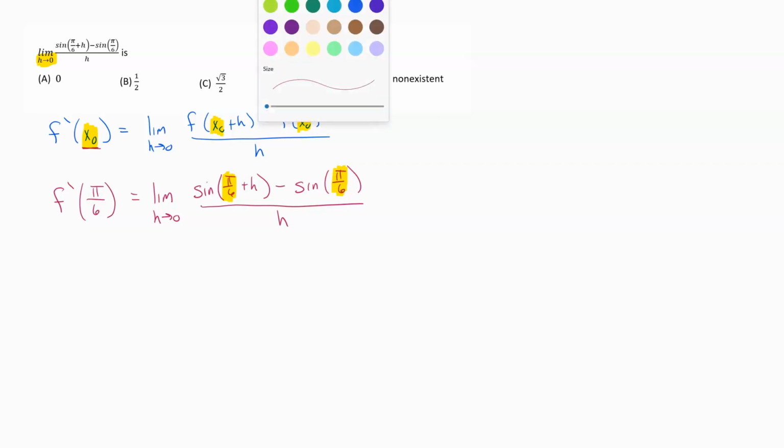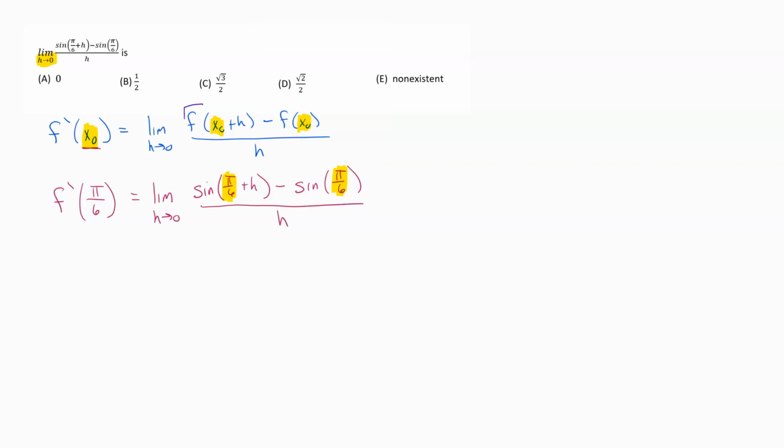Then we have to figure out, well, what is the actual function? What f of x am I plugging this into? And again, you can see pretty clearly that what you're plugging into is the sine function. So what we really have in front of us right now is an f of x that is equal to the sine of x. And the question that we need to be answering is, what is f prime of pi over 6? So this was a hidden derivative question.